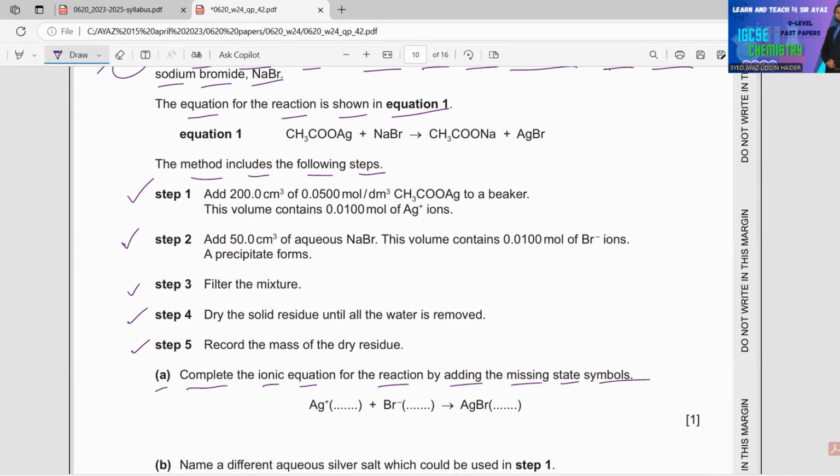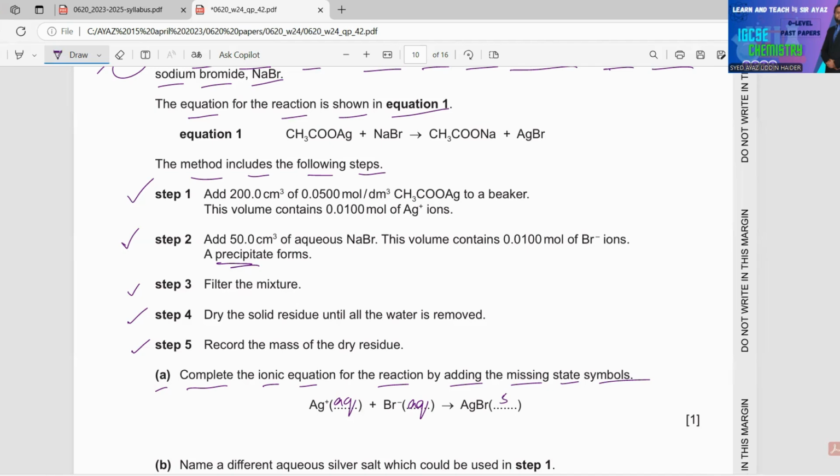So we have aqueous solution on the left hand side. So definitely I am going to write aq for both Ag+ and Br-. aq here, aq here. And we are getting the residue, which is precipitate. Precipitate is residue. Insoluble solid in the solution exists as precipitate. And we are getting AgBr here. So we will use s state symbol in this case.